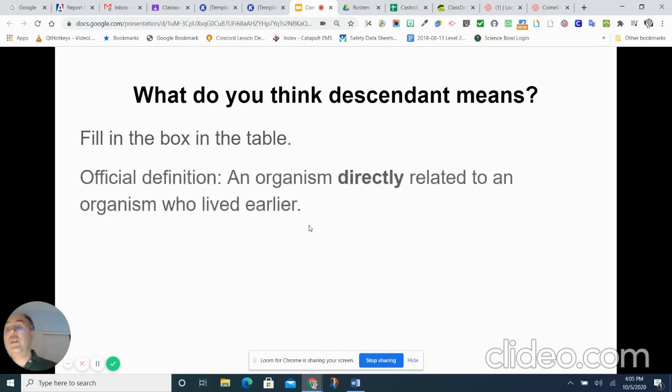Here is the official definition. An organism is directly related to an organism who lived earlier. So your father or your mother, you're their descendant. Now, it's good to keep in mind that you're not your uncle or your aunt's descendant. It's direct relationships.